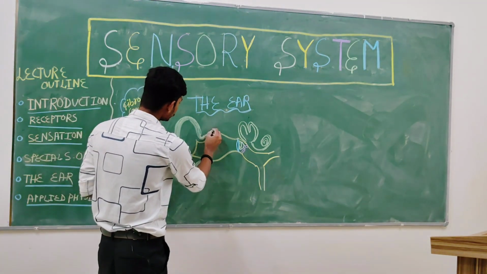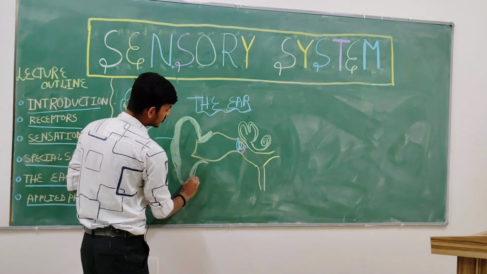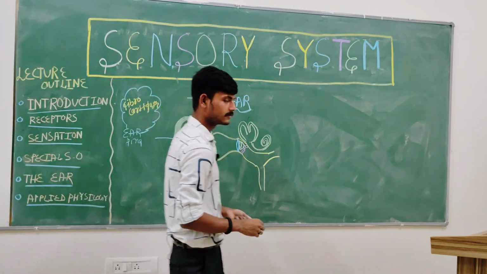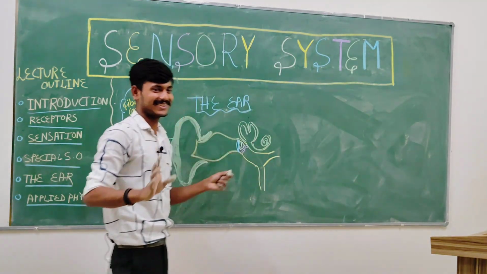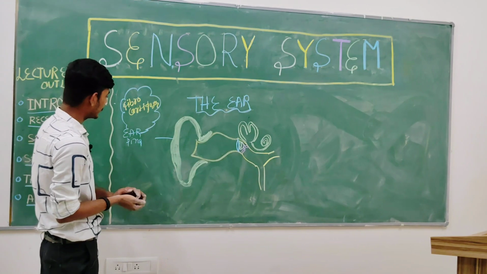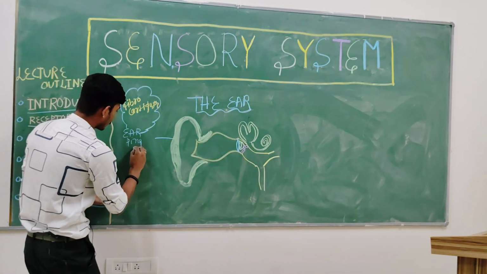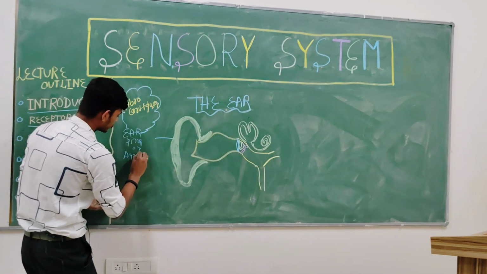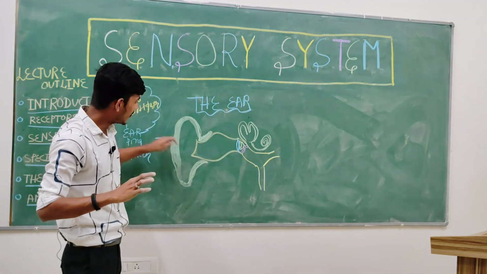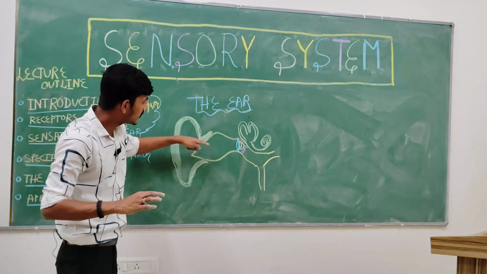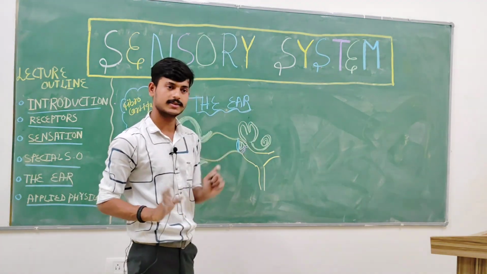Now, this is the auricle, and the function of the auricle is to collect all the sound and avoid unnecessary sound. The ear pinna is also called the auricle. They collect the sound and transmit it towards the middle ear and inner ear.